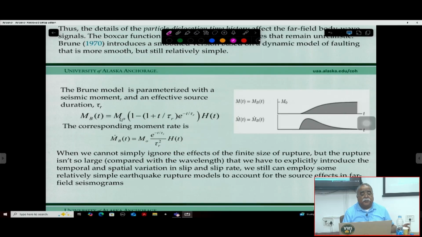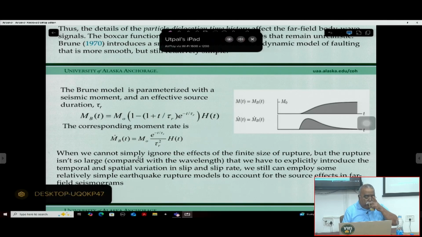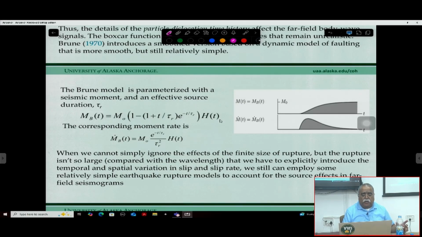So M_B(t), I am writing it as Brune's model. It is M0 into 1 minus (1 plus t by tau) into e to the power minus t by tau, into H(t), where H(t) is a Heaviside function. If you take the derivative of it, then this derivative will be equal to M0 t by tau squared into e to the power minus t by tau into H(t), and that gives M dot t. So this is another way of expressing the dislocation at the fault.